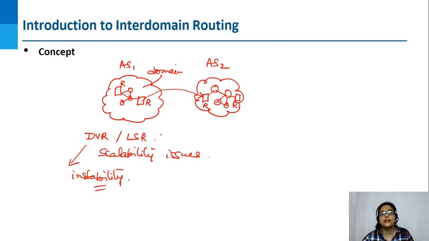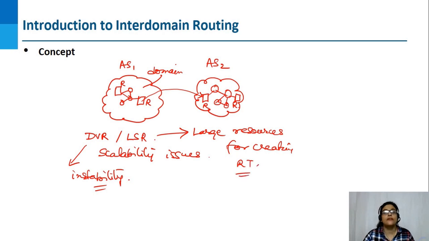Similarly, link state routing requires large resources for creating the routing tables if the domain is very much larger. So there is a need of a third routing protocol that is normally used for interdomain routing, and that is the path vector routing.